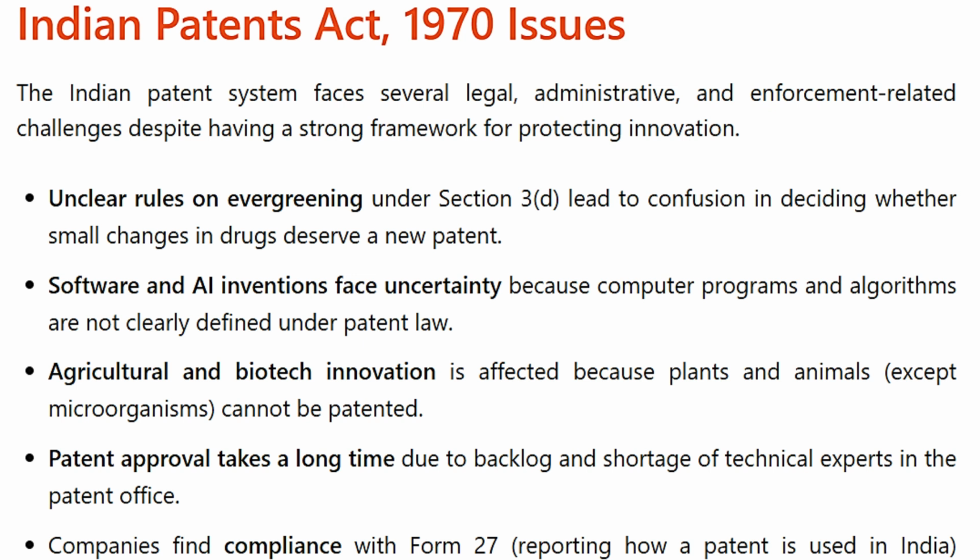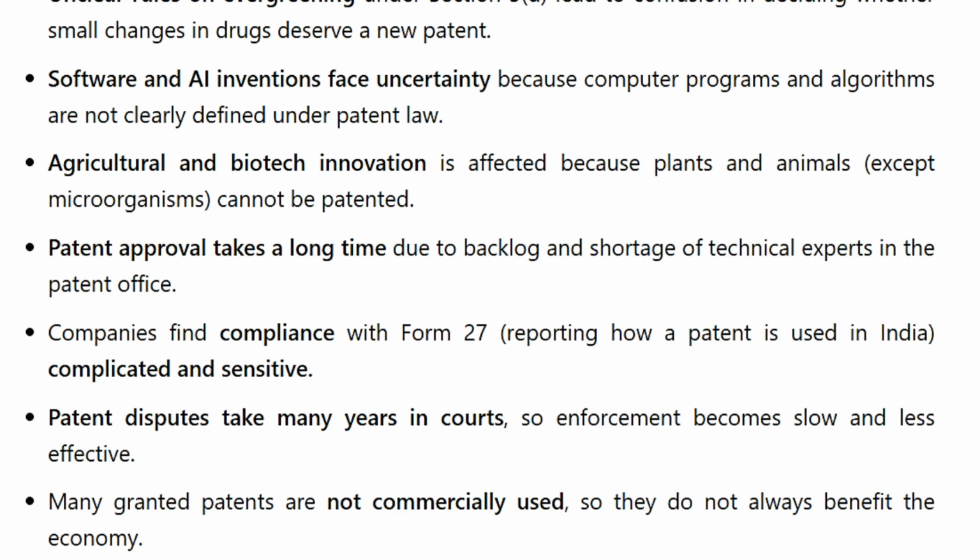Agricultural and biotech innovation is affected because plants and animals, except microorganisms, cannot be patented. Patent approval takes a long time due to backlog and shortage of technical experts in the patent office. Companies find compliance with Form 27, reporting how a patent is used in India, complicated and sensitive. Patent disputes take many years in courts, so enforcement becomes slow and less effective.